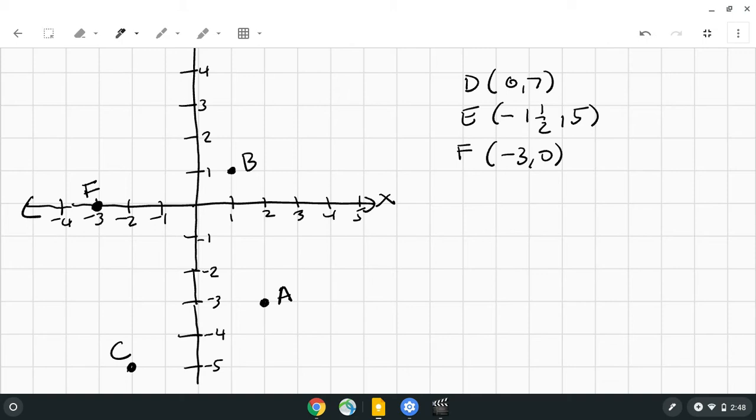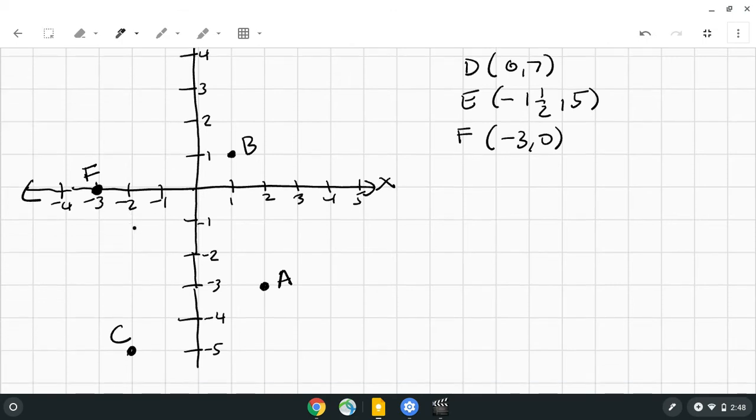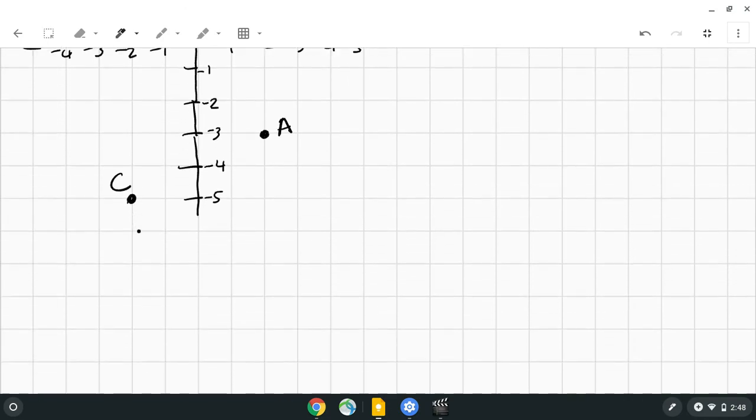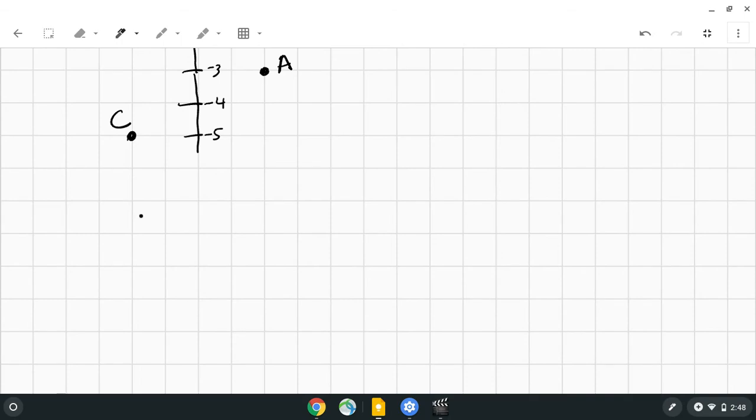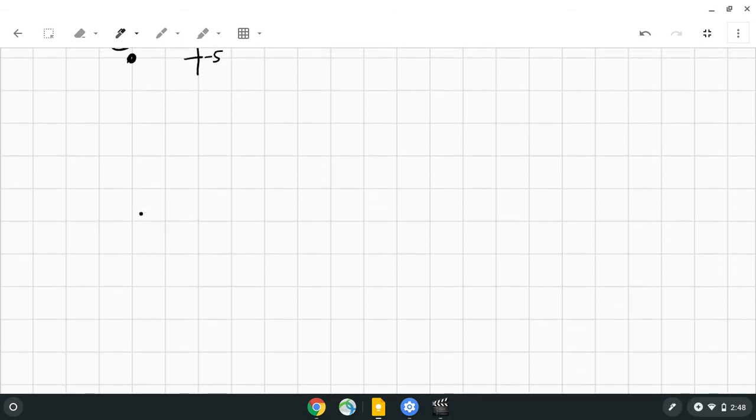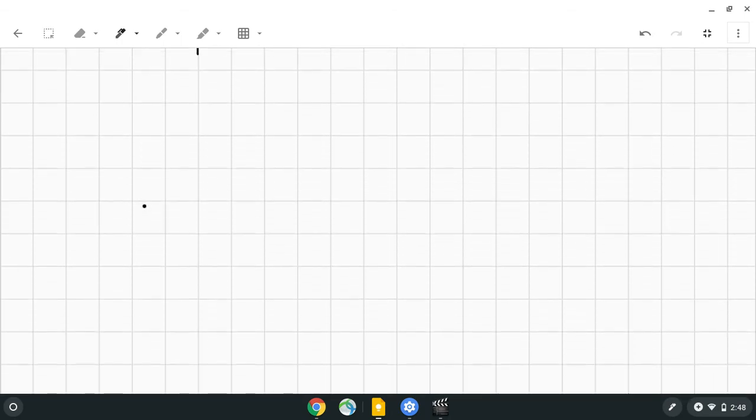Okay, so the other thing we're going to cover in this section is the midpoint. So the point that's in the middle of 2 points, halfway between the 2 points. Okay, so you're going to have to memorize this formula. Okay, so midpoint formula.